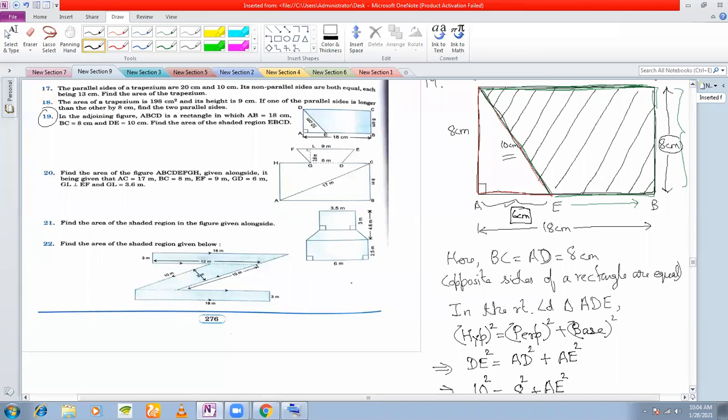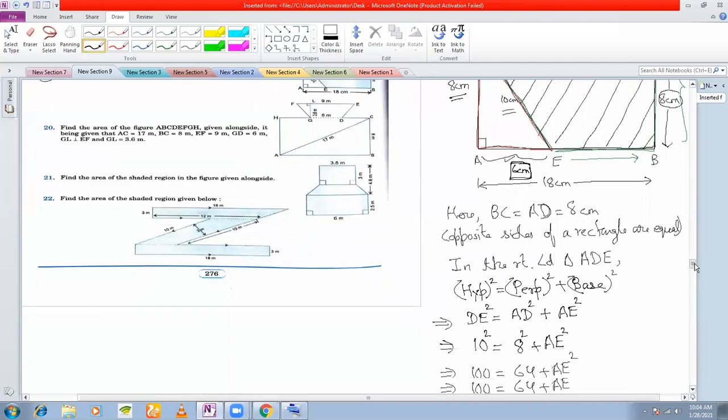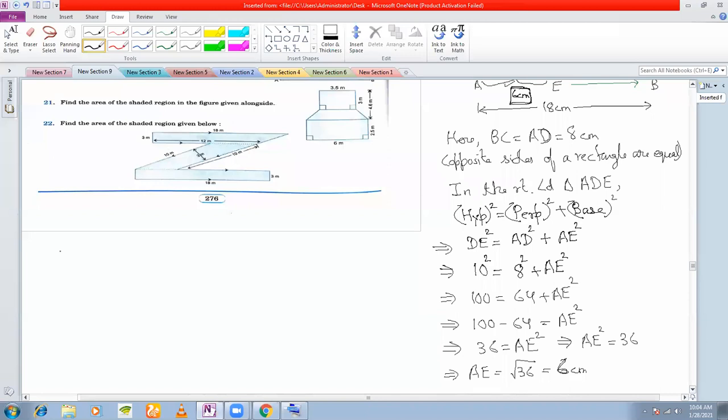Okay, now we can find out the area of the triangle. How can we find out? This 6 centimeter is your base and 8 centimeter is your height. Let us first find out the area of the rectangle, then we shall find out the area of the triangle. I'm doing here area of the rectangle ABCD is equal to length into breadth.